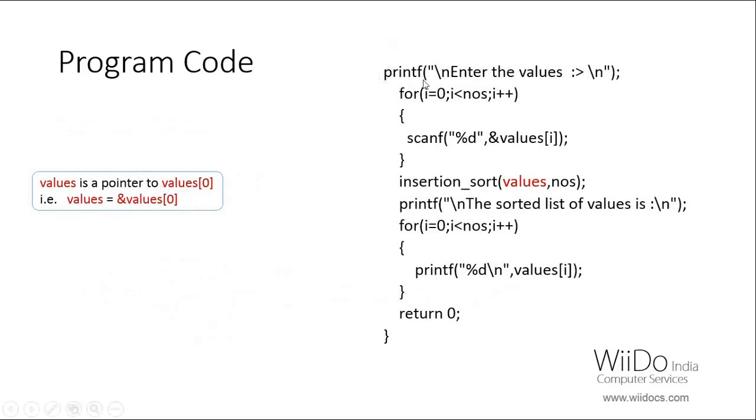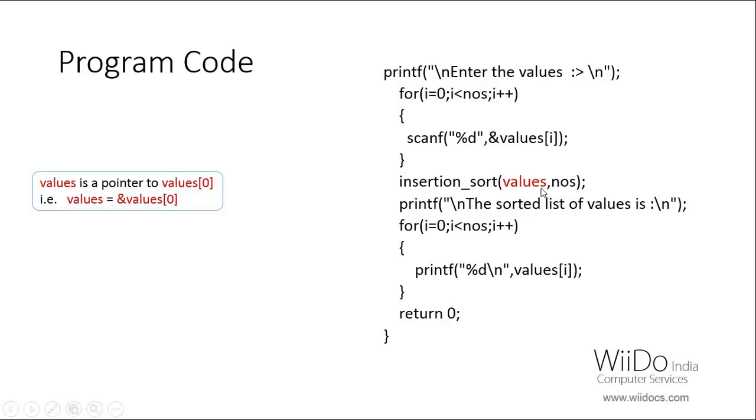Then again a printf statement will be executed, which will say enter the values. Here the user is supposed to enter the actual values which are to be inserted into the array, which we will be sorting. So this for loop does that task. After inserting all these values into the array, a call to the insertion sort function will be made, where we will be passing values and NOS. NOS stands for number of elements and values is a pointer as stated in the function prototype.